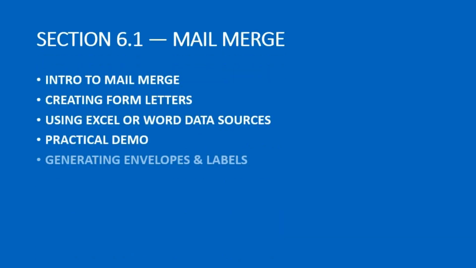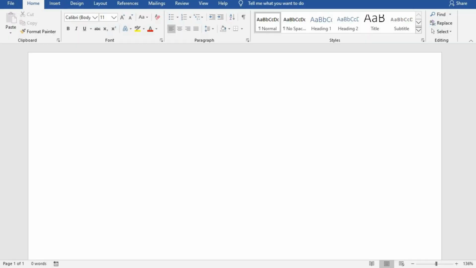Section 6.1. Imagine typing 500 invitation letters manually, changing each person's name one after the other. Sounds exhausting, right? That's exactly why Mail Merge exists. Mail Merge allows you to create one document and automatically personalize it for hundreds or even thousands of people. This saves time and reduces mistakes.